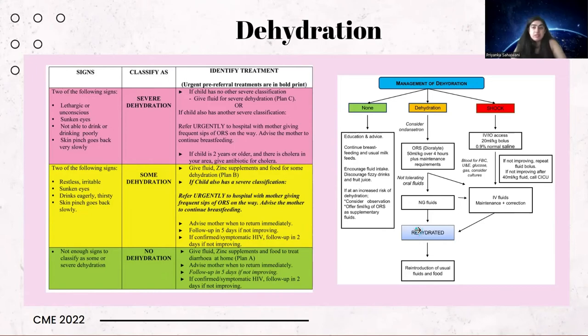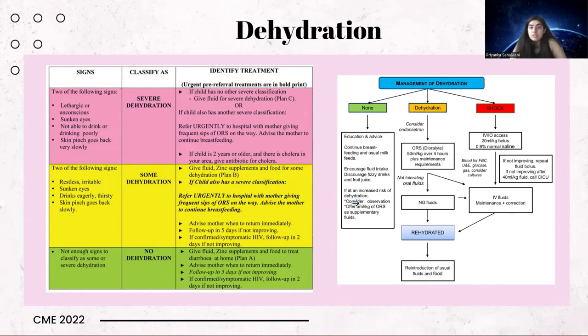And again, severe dehydration, they will be lethargic or unconscious, sunken eyes, not able to drink or drink properly, and skin pinch goes back very slowly. There will also be some pruning of skin which is seen. That is because your skin pinch is going back so slowly, it appears as pruned skin.